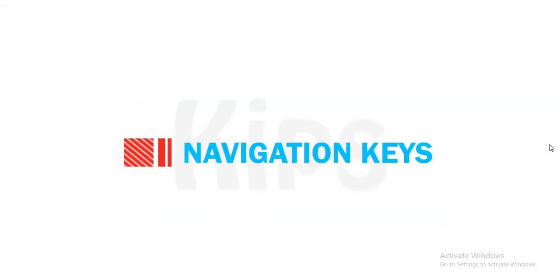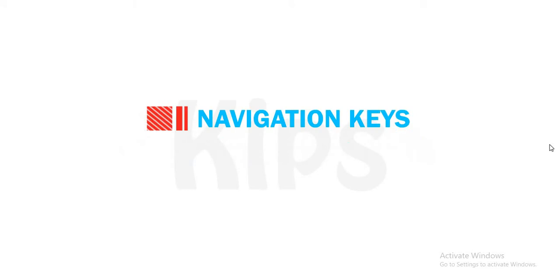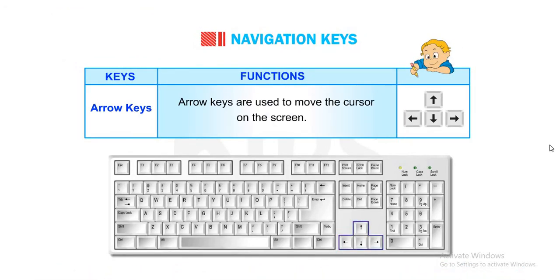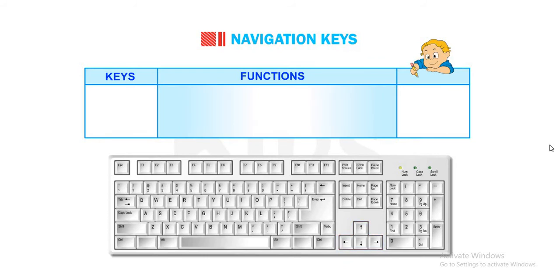Students, we shall now discuss the navigation keys in detail. Arrow keys are used to move the cursor on the screen. The arrow marks are meant for choosing the direction. They are also called cursor control keys.